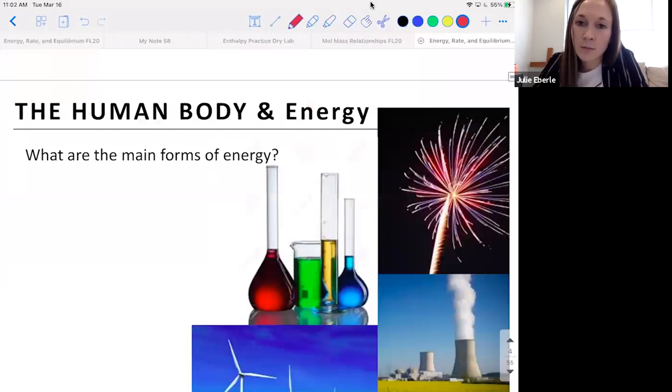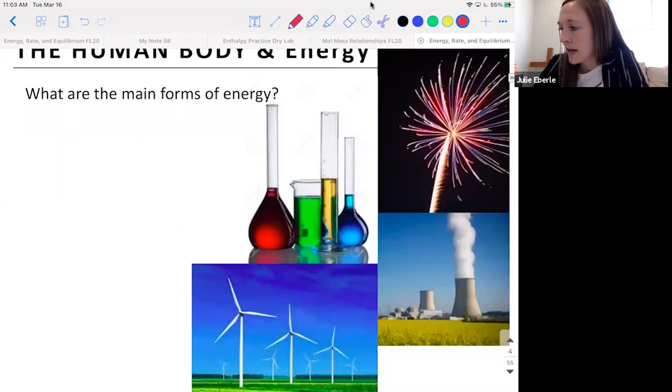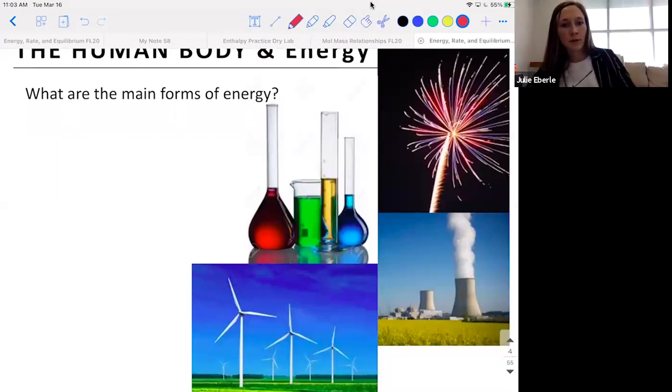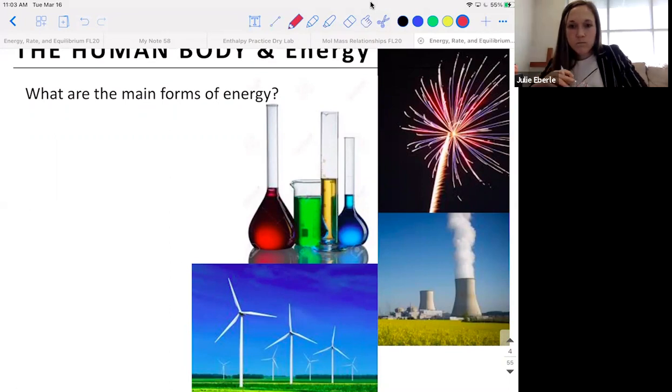So when we consider the human body, I just want to hear from you guys. What are some main forms of energy that you can think of? We probably won't list everything, but let's start listing some. These pictures may give you an idea of types of energies that we can think of. I want to hear from y'all. What kind of energy can you think of?